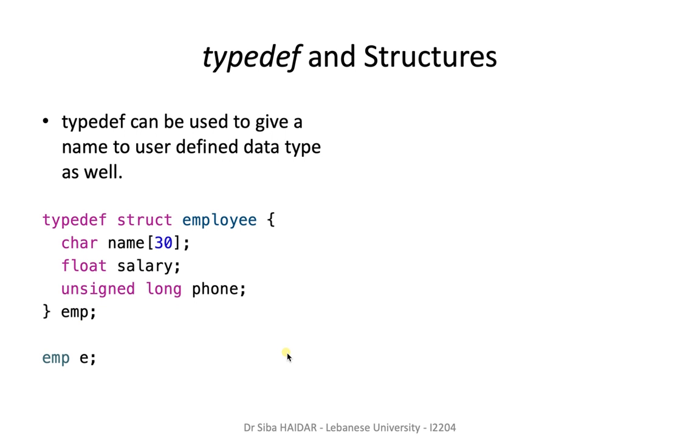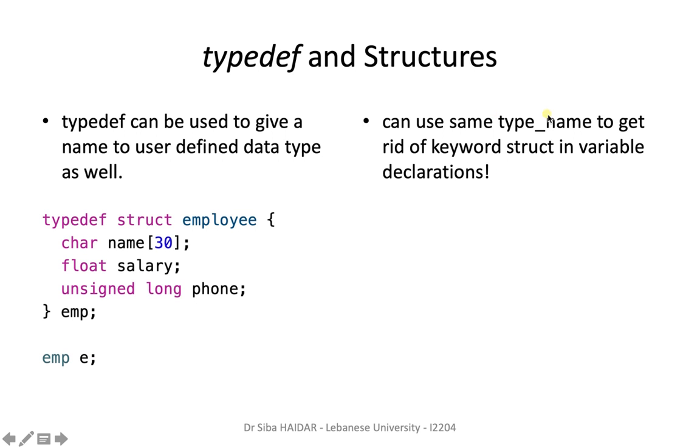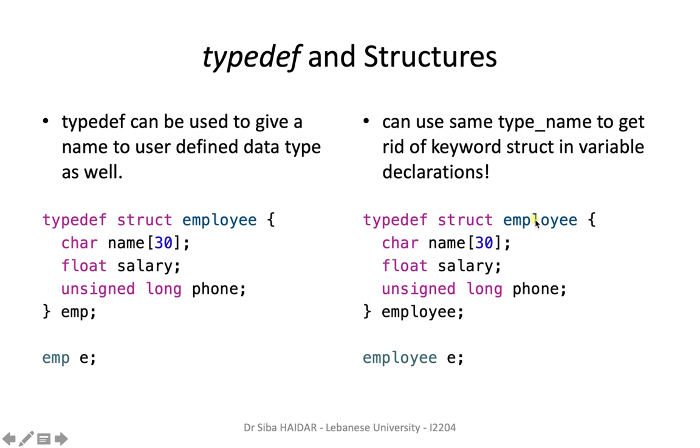Typedef and structures. So typedef can be used to give a name to user-defined data types as well. For example, we can declare the structure type employee and give it directly another name emp. If I want to declare a variable e of this type employee, I can say struct employee e. I can also say now emp e. You can use the same type name to get rid of the keyword struct in the variable declaration. For example, if I use the same employee name here, it means instead of writing every time struct employee, I can now say only employee.